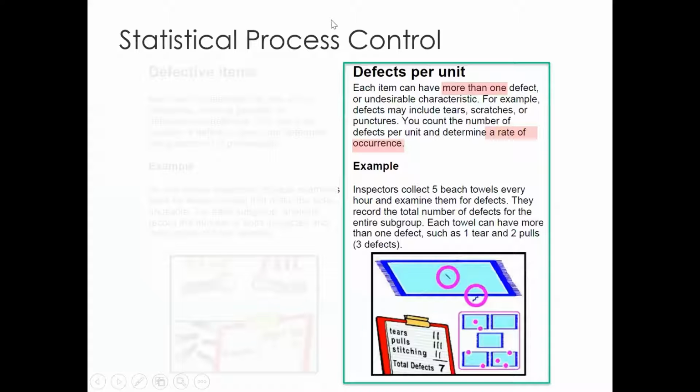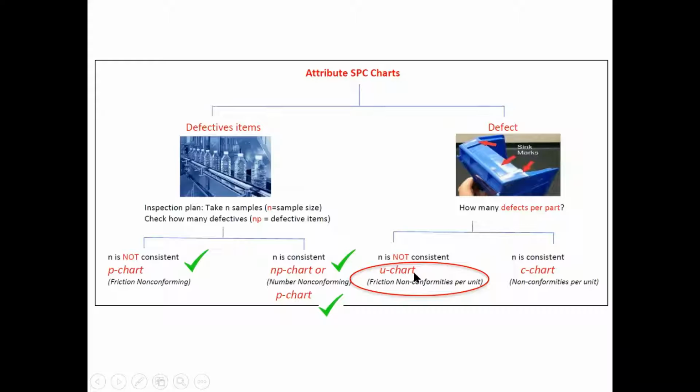the concept is the same as the C chart that we discussed earlier. The only difference is in the U chart, you want to apply it when the number of samples picked at each subgroup is different. Okay. So this is the U chart.